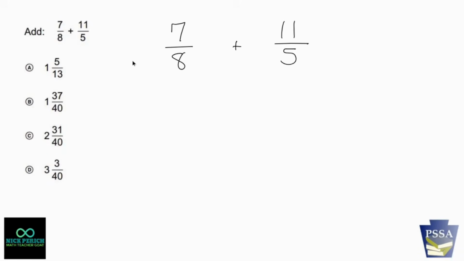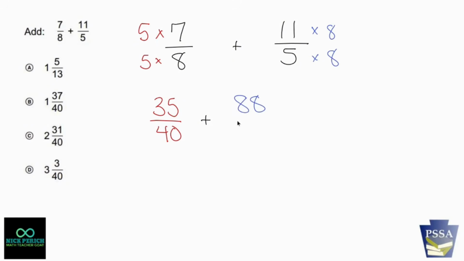So what we do is if I'm going to multiply this 8 by 5, I have to do the same thing with the 7. So 7 times 5 and 8 times 5. So 7 times 5 is 35. 8 times 5 is 40. Now we're going to do the same exact process over here where we're going to multiply 11 by 8 and also 5 by 8. That gets us 88 in the numerator and 40 in the denominator.